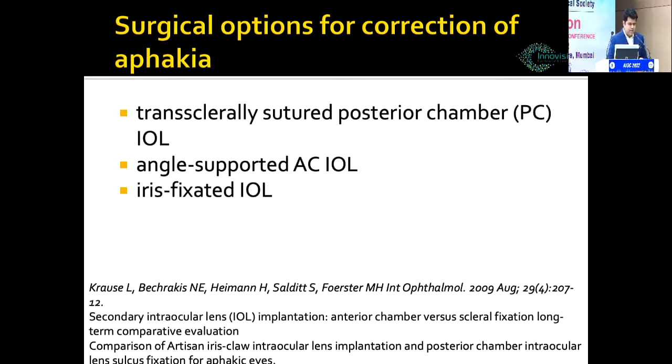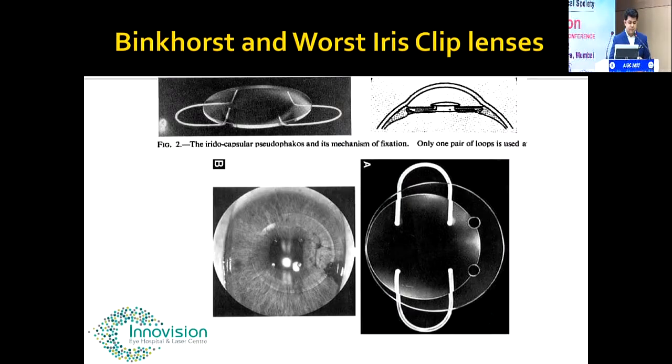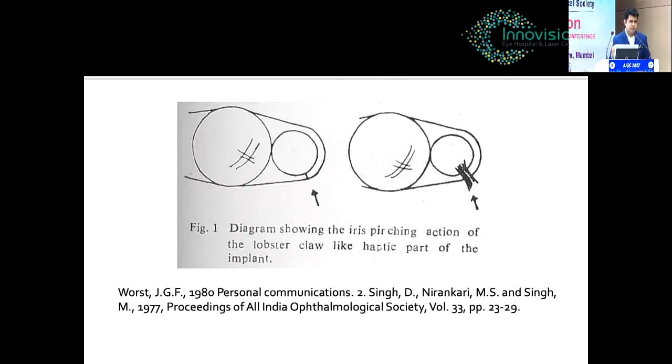Angle supported ACIOL is something we've all done during our residency days, and we've all started with those kind of ACIOLs. Then came the iris fixated or the iris claws, which have been there for quite some time. The first ever iris fixated lens was the Binkhorst iris clip. And this is a picture from 1980 from the Indian Journal of Ophthalmology.